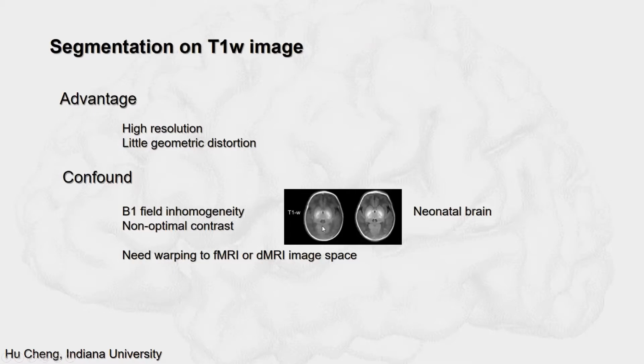Also, the segmentation needs to be warped to fMRI or dMRI image space, which may introduce some errors, because fMRI and dMRI images are typically acquired with echoplanar imaging that is prone to susceptibility artifacts.